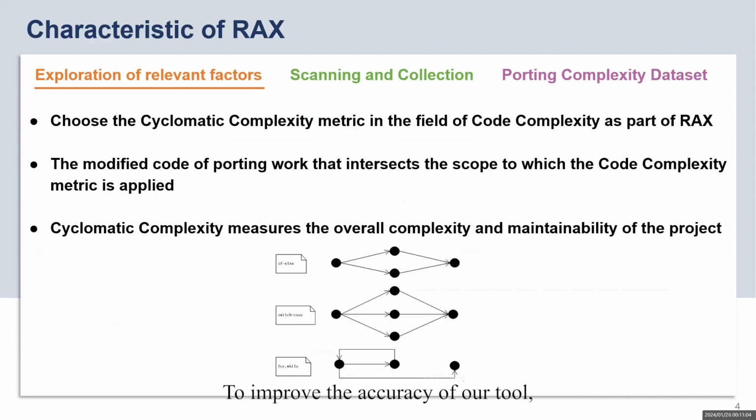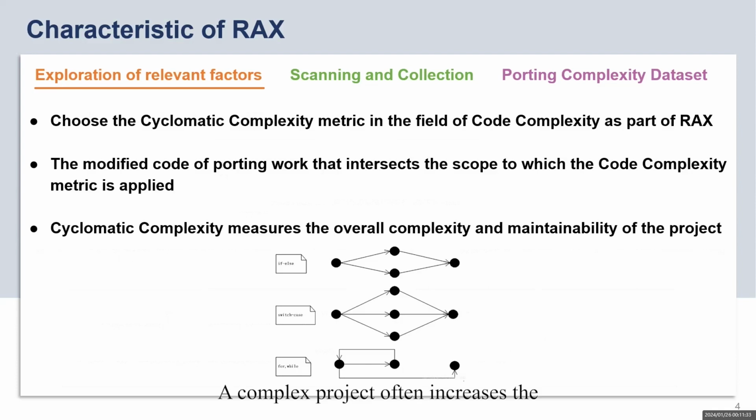To improve the accuracy of our tool, we also consider macro factors. Code cyclomatic complexity can help achieve this goal, as there is a significant overlap between code sections that undergo porting modifications and those affected by complexity metrics. It can assess the overall complexity and maintenance difficulty of projects.